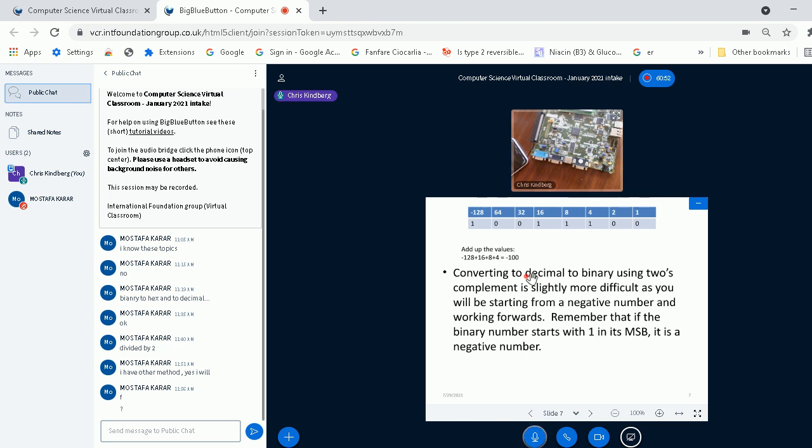converting to decimal to binary using 2's complement is slightly more difficult, as you'll be starting from a negative number and working forwards. Remember that if the binary number starts with a 1 in its most significant bit position, it's a negative number. So this number here, I'm going to use to represent minus 100.